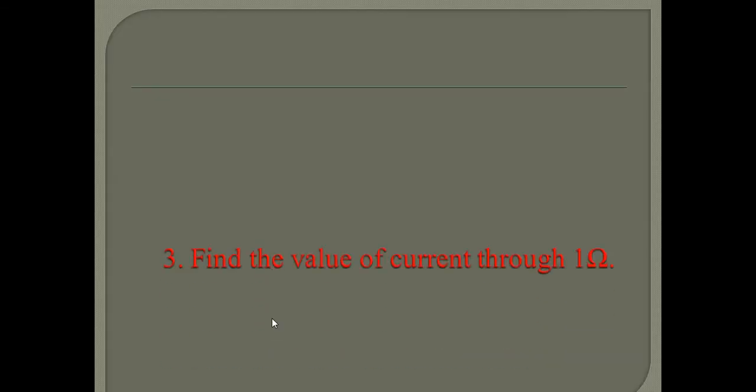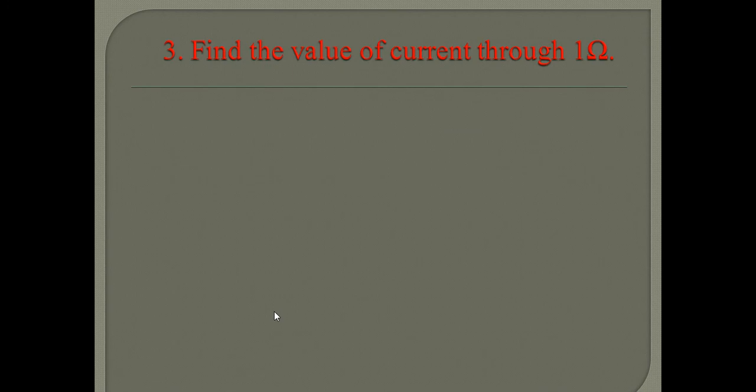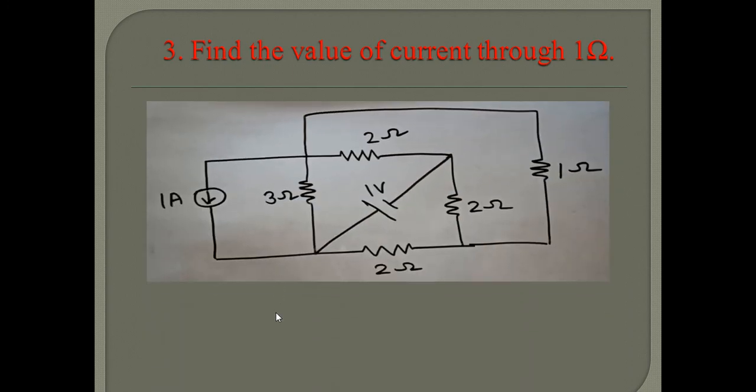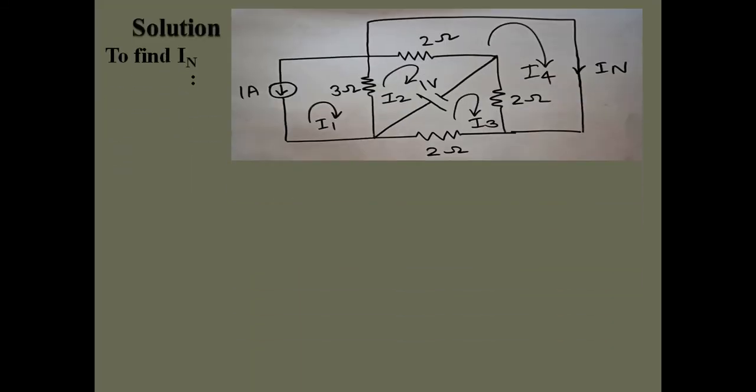Let's see next example. In the next example, we have to find the value of current through 1 ohm. This is the 1 ohm branch. So for step 1, we will replace it with short circuit and name it as IN. So rearranged circuit will be like this. This circuit contains 4 loops, out of which IN is equal to I4 and I1 will be equal to -1 because their directions are opposite to each other. So I1 will be equal to -1 ampere.